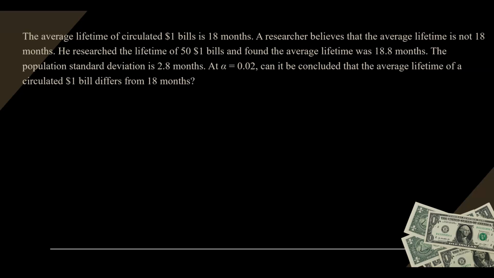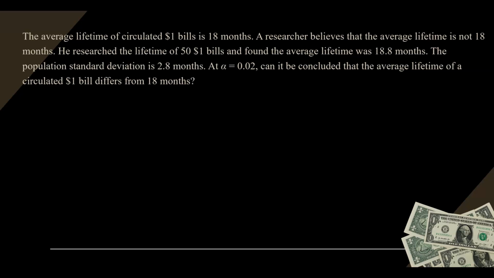This is another example that we are going to look at and decide what kind of parameter, and therefore what kind of test of hypothesis, we should perform here. The average lifetime of circulated dollar bills is 18 months. This is something that we hypothesize. A researcher believes that the average lifetime is not 18 months. That's my claim here.